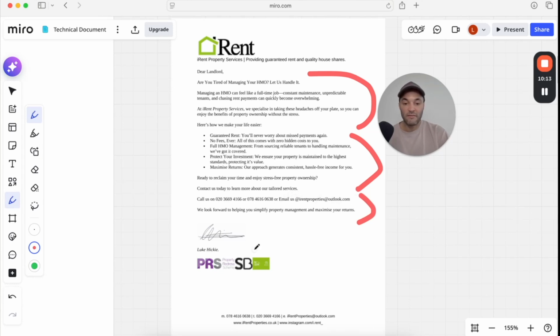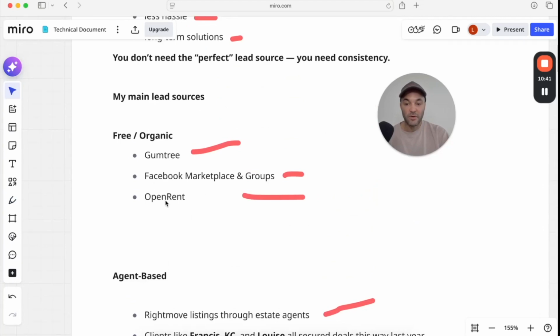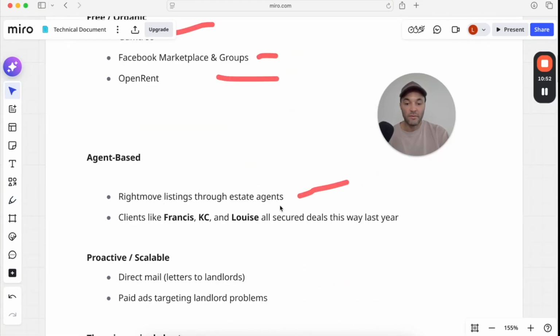We send around 500 letters every quarter. My clients, Leon and Rebecca, sent 800 letters a couple months ago, and the following week they had 13 viewings booked with landlords. Make sure you're sending your letters, as well as using Gumtree, Facebook and OpenRent, and going on Rightmove and speaking to agents.